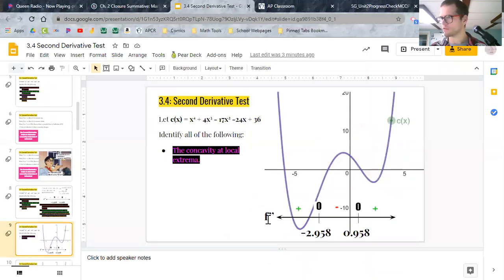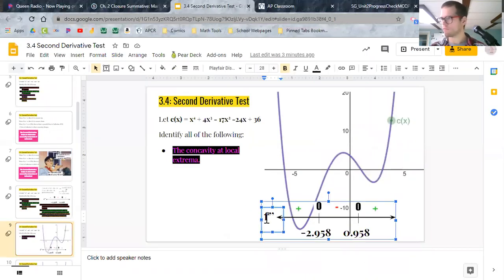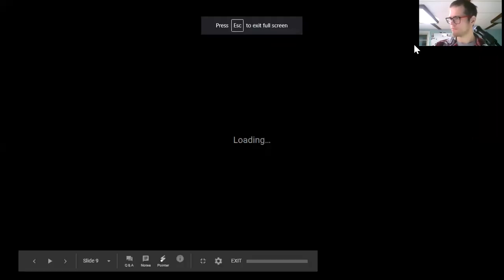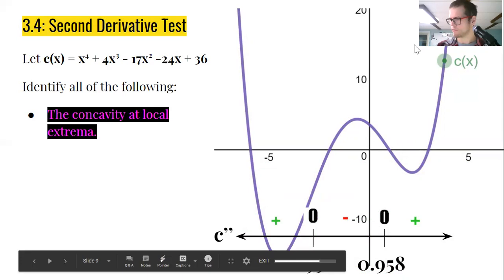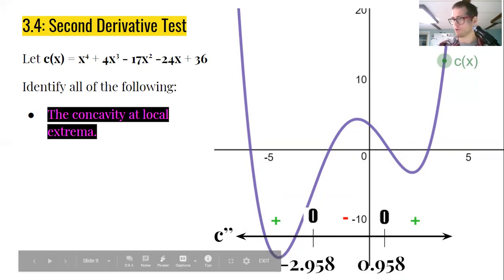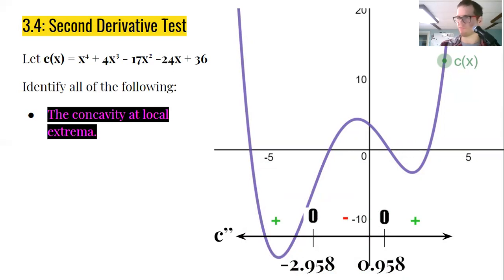So there we are. There's c double prime, there's c. We can kind of see how that concavity matches up. There's the open cup until almost negative 0.3. Then it starts changing to a closed cup. And then just before 1, it starts changing from that closed cup to that open cup. And we can see that from there.